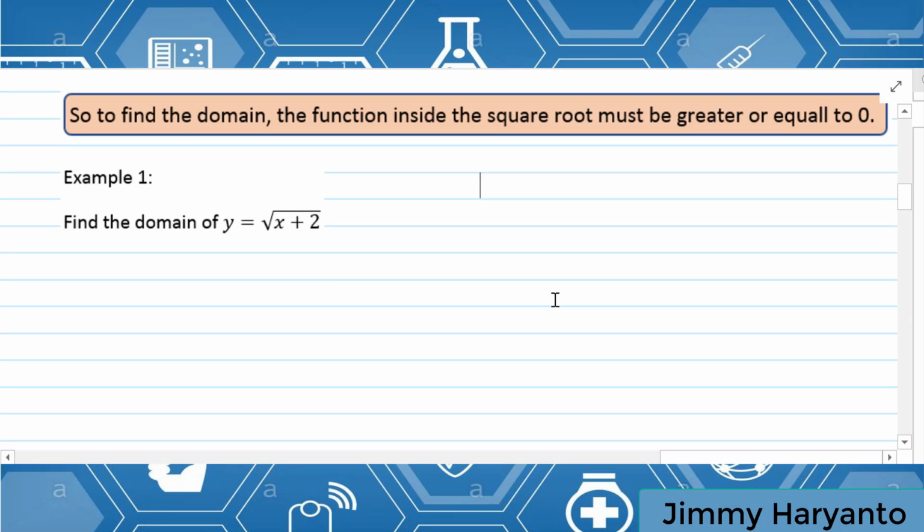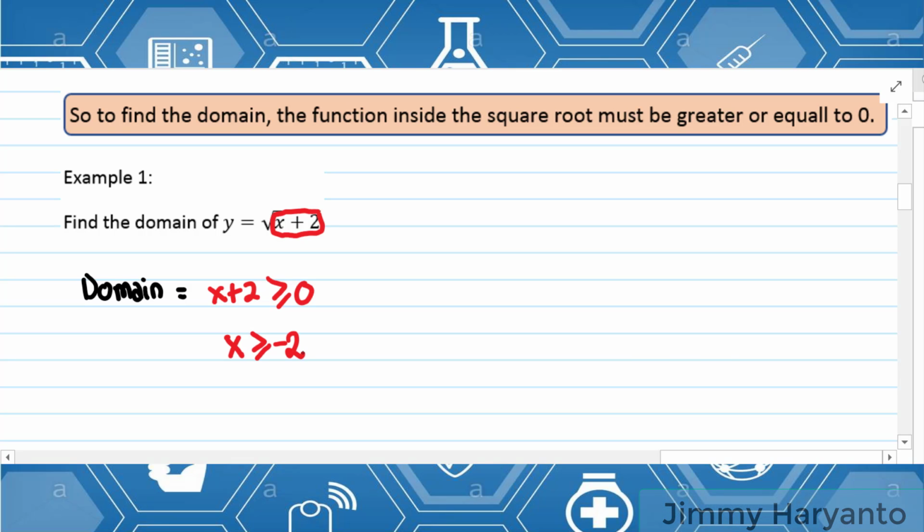Example 1, find the domain of y equals square root of x plus 2. Remember, the function inside the square root, x plus 2, must be greater than or equal to 0. Then calculate for x greater than or equal to negative 2. So the domain will be x greater than or equal to negative 2 for this function.